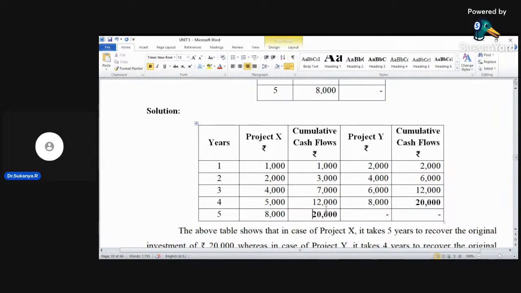Okay. So, all of you, please keep in mind. Firstly, whenever you're getting uneven cash inflows, you must be in a position to find out the cumulative cash inflows. After finding out the cumulative cash inflows, you should start with the calculation. Now you can see in project X that the cumulative cash inflow is 1000.